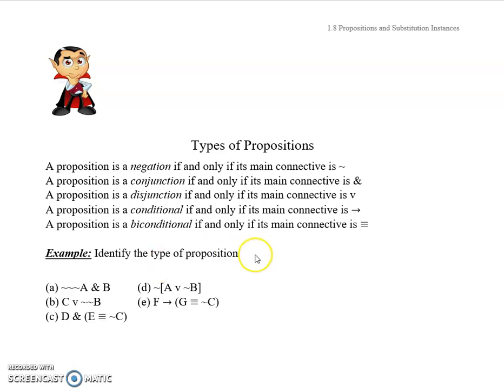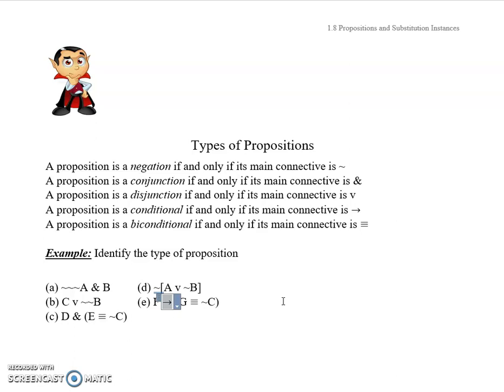Okay, hopefully you've had a chance to work through these, but let's go ahead and do them together. So A is a conjunction, and it's a conjunction because its main connective is and, right? And this is the main connective, right? That's what you would have identified just by looking at it. So it's a conjunction. The main connective of B is this, therefore it's a disjunction. The main connective of C is and, therefore it's a conjunction. The main connective of D is this, which means it's a negation, okay? And the main connective of E is this, which means it's a conditional, okay?